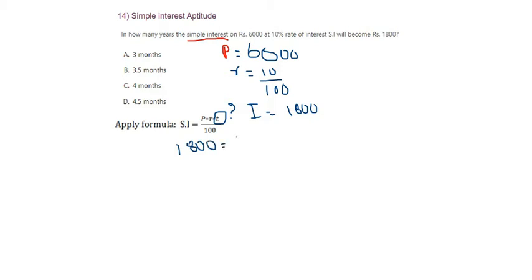equals your interest. We have to find out your time. So your principal amount is 6,000 into 10 into time by 100. Okay, so I'll leave the complete calculation part to you guys. It's very simple. The answer is 3 months.